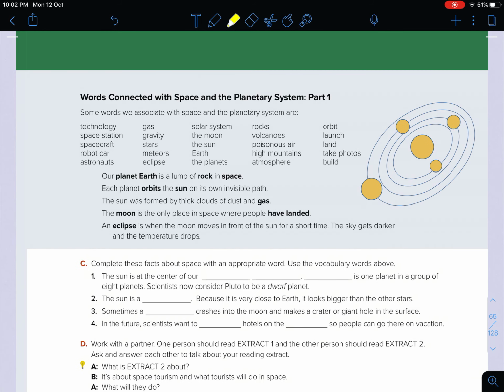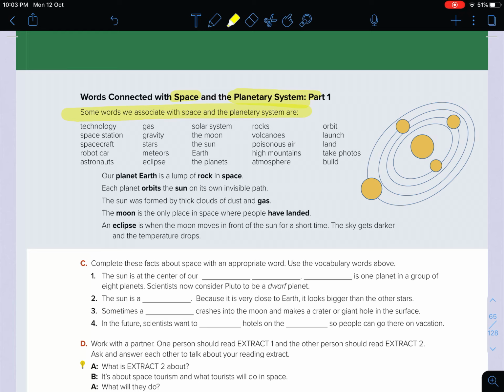طيب ننتقل إلى آخر هدف في درس اليوم، راح يكون words connected with space and planetary system, part 1، الجزء الأول. طبعا هذولي فقط مجرد كلمات لهم علاقة بالفضاء ولهم علاقة بنظام الكواكب. فأنتوا فقط you go through them. Some words we associate with space and planetary system are، بعض الكلمات، ممكن just go through them، يعني احفظوهم ترجموهم.